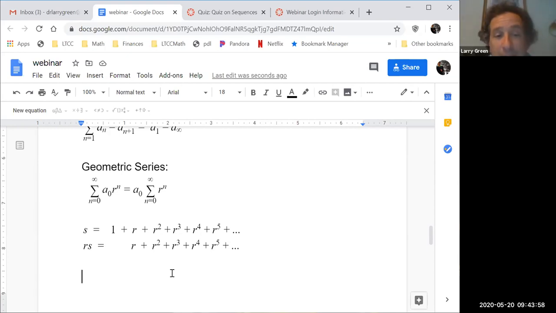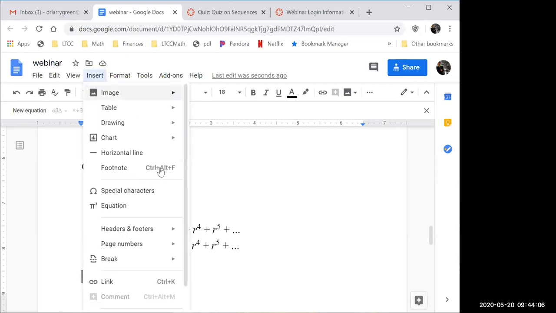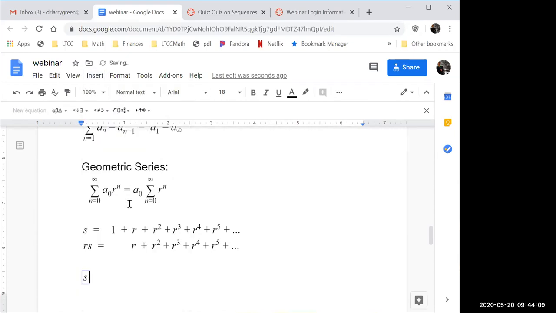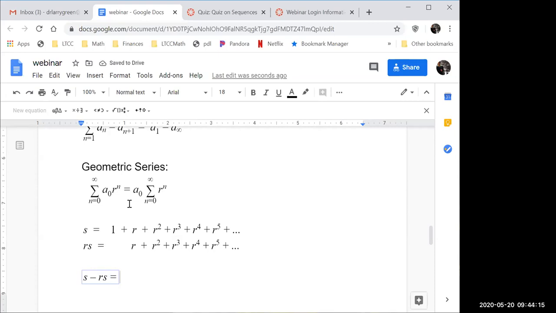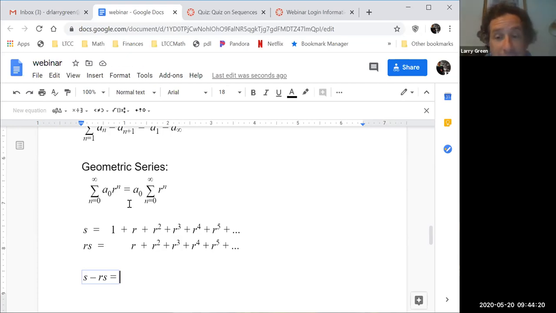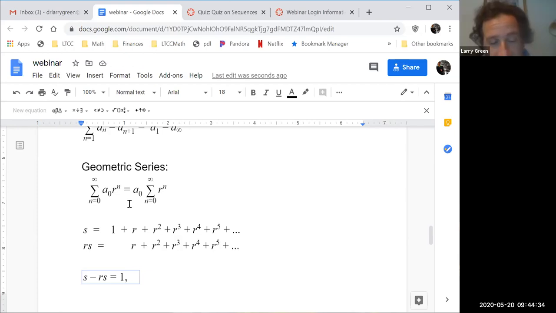Now I'm going to subtract S minus RS. What do you get when you take S minus RS? The hint is very easy. R? Not quite. 1. Everything cancels except the 1. The R's cancel because there's an R on both of them, but there's no 1 on the RS.